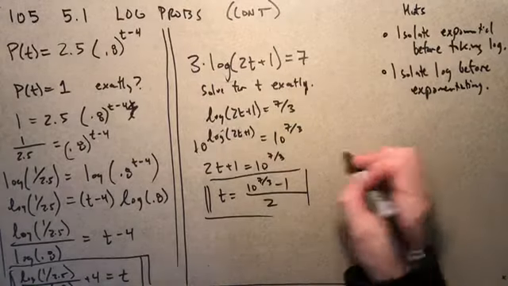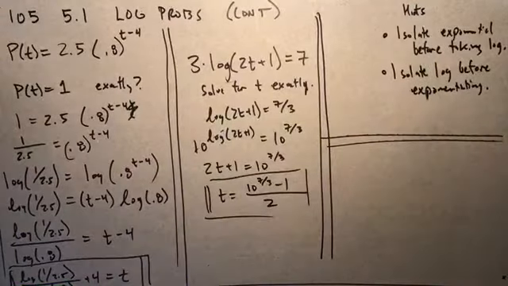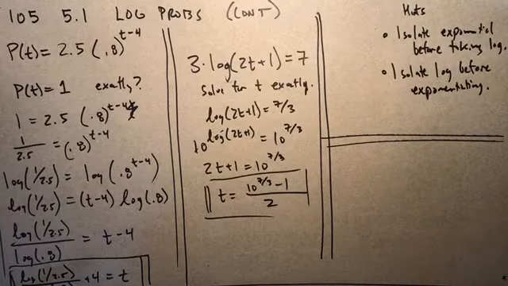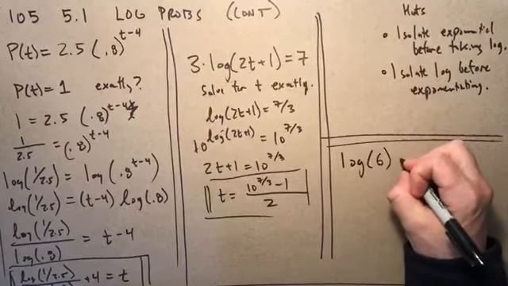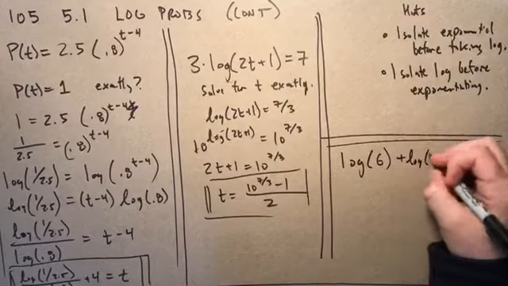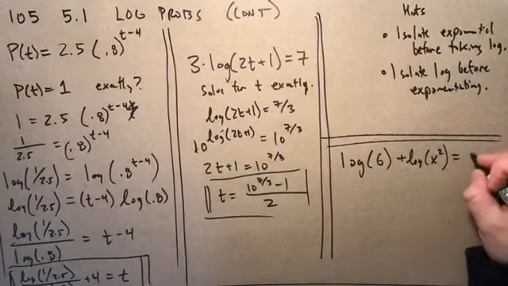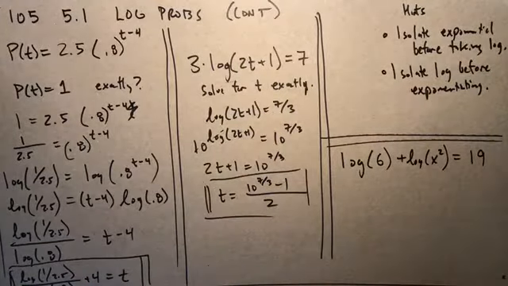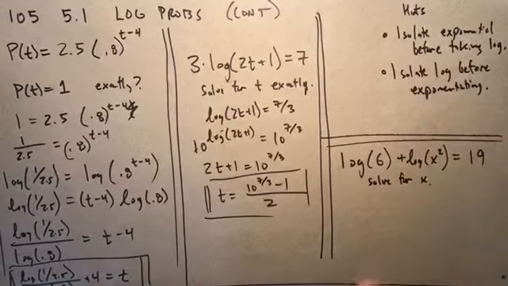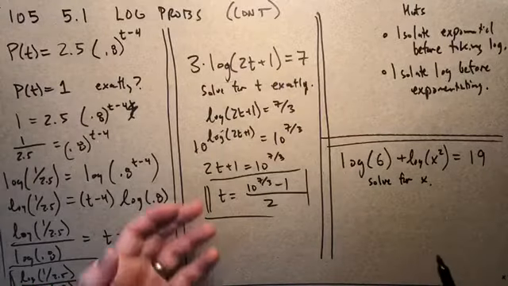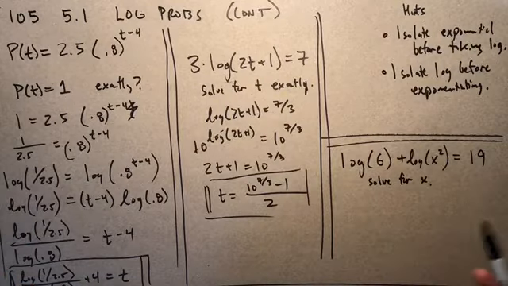Let's do one last problem here. I don't know if it's harder or not. Let's say we have the log of 6 plus the log of x squared. And let's say that equals 19. And we want to solve for x. So I think that there's some people that want to exponentiate immediately, but to do that, you would have to know your properties of exponents.